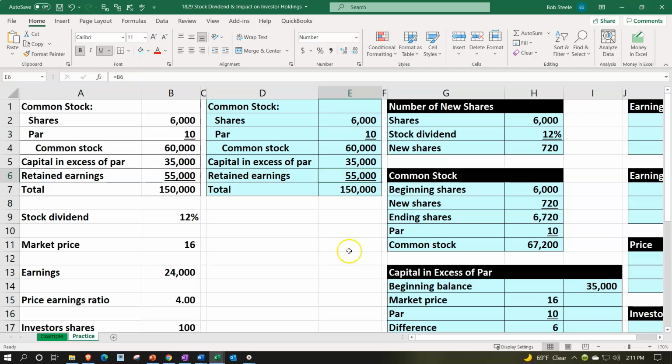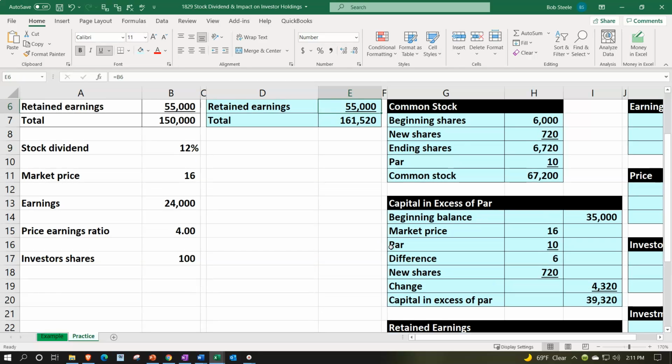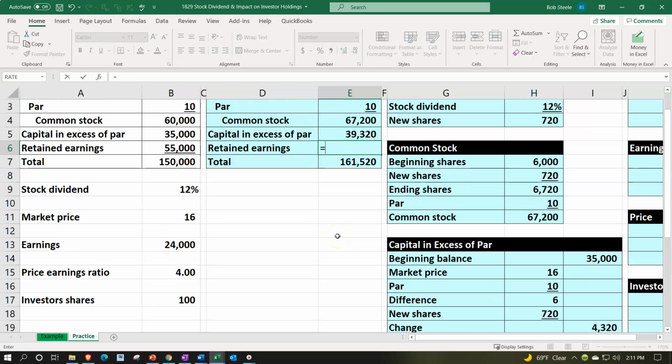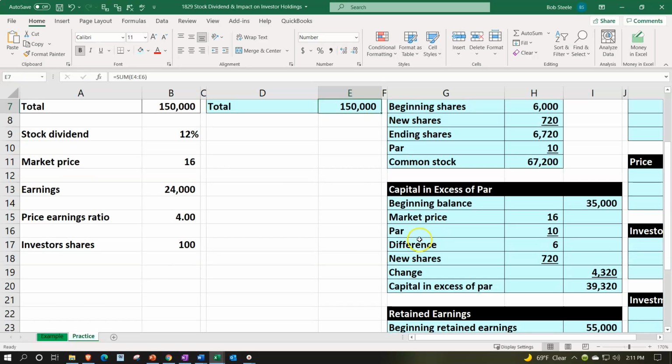Let's make the change now. If you were able to hold off with me, now we're going to do it. Now we get to do it, and this is where the wait pays off. So we're going to say that 6,000 is going to now change to this 6,720. And that multiplied times the par value at 10 gives us the 67.2 automatically. The capital in excess of par, we're going to change now to this 39,320. And then the retained earnings, as we just saw, it's going to be changed by this 43,480 down below. And there we have it.